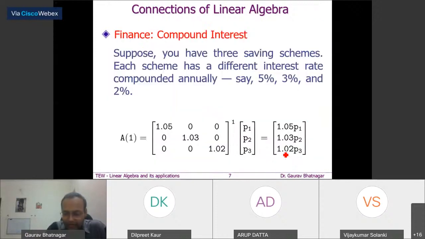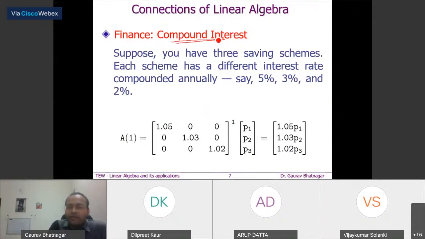So now let us take a very simple example from finance as well. As I mentioned, I am not going into the higher terms of financial engineering at all. So let us take a very simple example of compound interest. So how does linear algebra come into the picture over here?